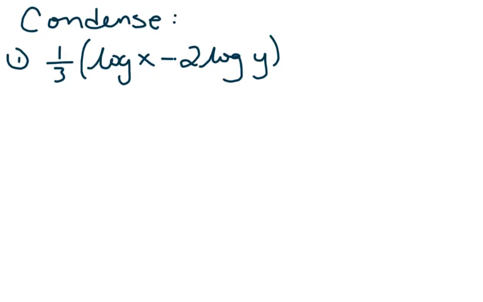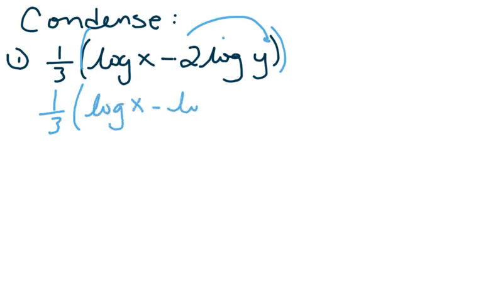So here we're going to put everything back together. Notice that there are numbers in front, like this 1/3, that is a power, and because of the parentheses here, it's a power of all of that. So we're going to condense inside the parentheses first. So we're still going to have that 1/3 out front. Inside here, I see a power that I have to put back. So I have the log of x minus the log of y squared.